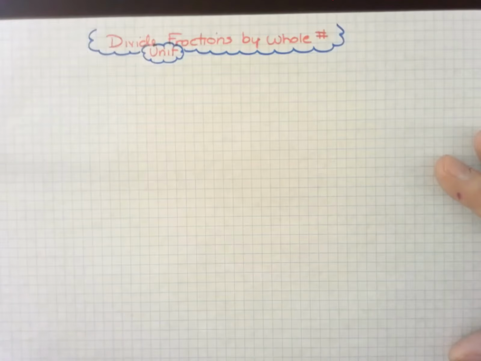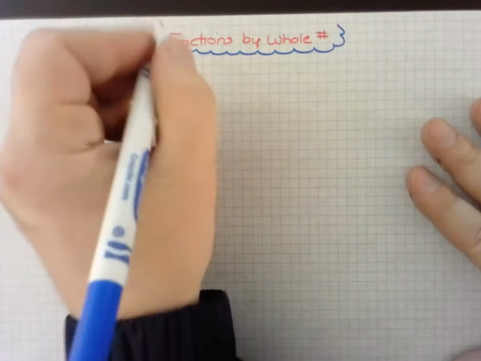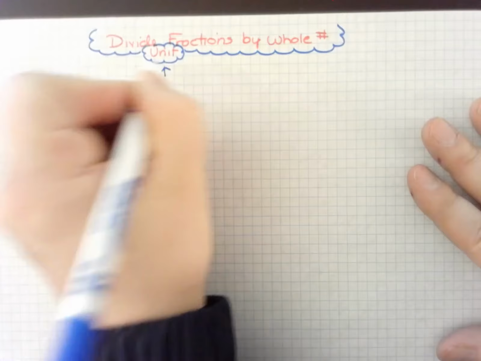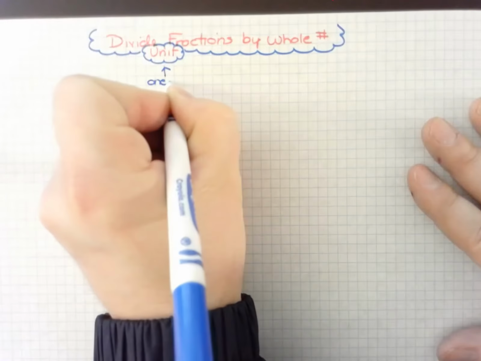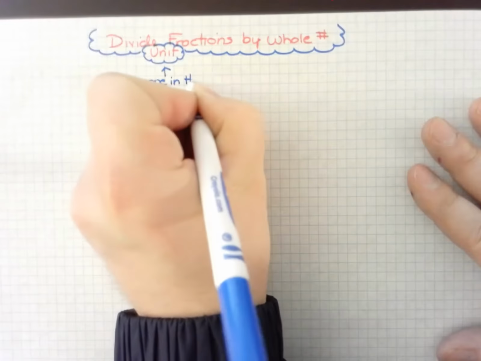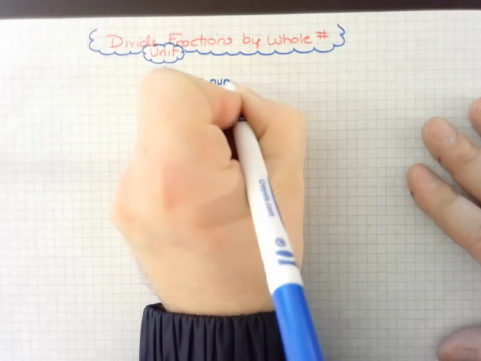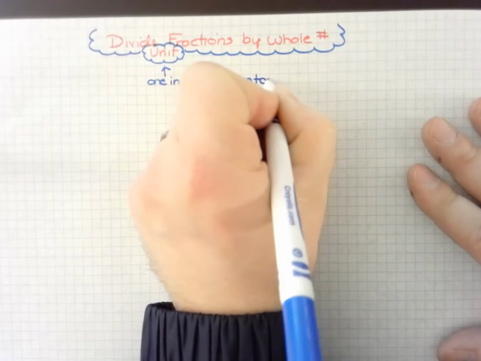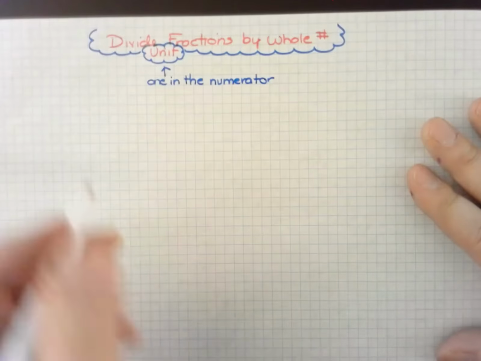Divide fractions, unit fractions, by whole numbers. So remember that a unit, uni, means one. So unicorn is an example. So this stands for 1 in the numerator. So this is the opposite of what we did yesterday.